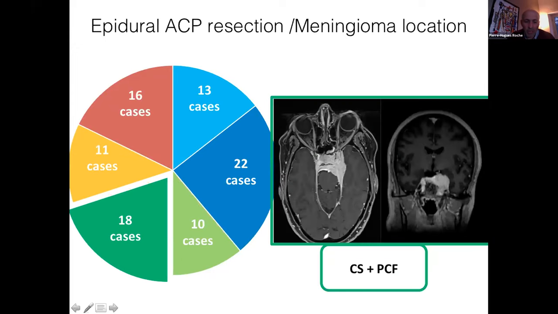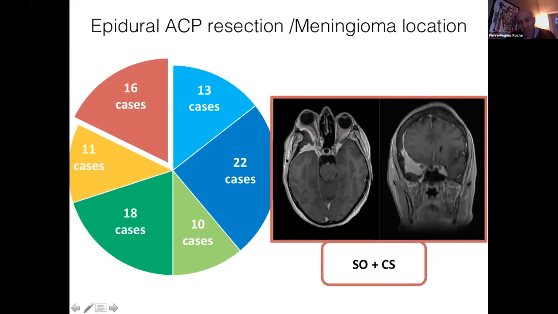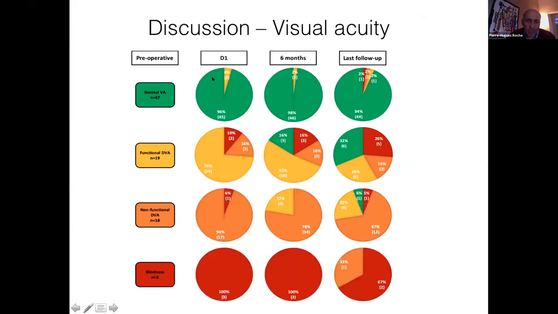And here you have the case where we did this approach for patients who presented cavernous sinus plus posterior fossa meningiomas. And here were the cases where we used this approach for sphenoorbital meningiomas involving the internal anterior clinoid process. And the ones with sphenoorbital meningioma involving the parasellar compartment. So this is our cohort of patients, and it's interesting to see the visual results.